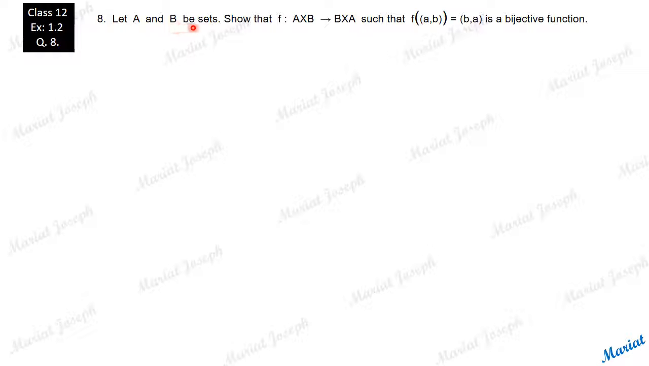Let A and B be two sets. Show that f defined from A cross B to B cross A such that f of the ordered pair (a, b) is equal to the ordered pair (b, a) is a bijective function. Here we are given the domain A cross B, where A and B are two sets.